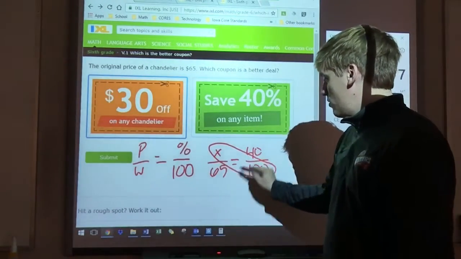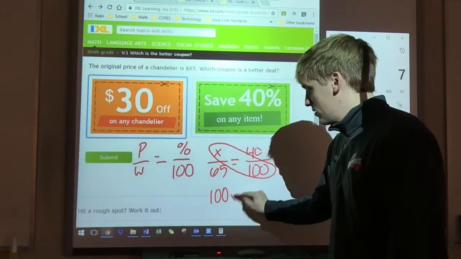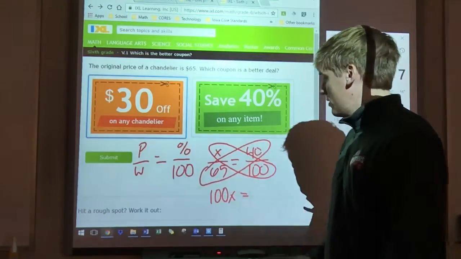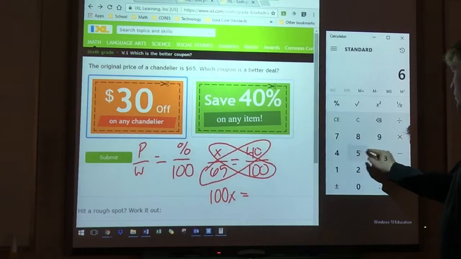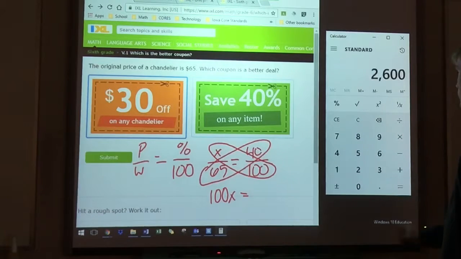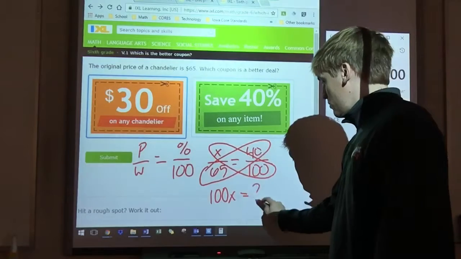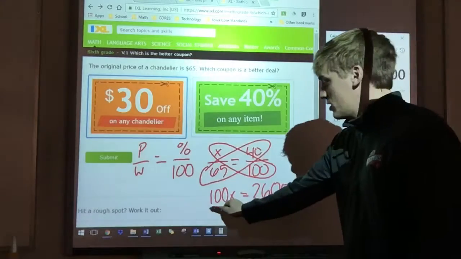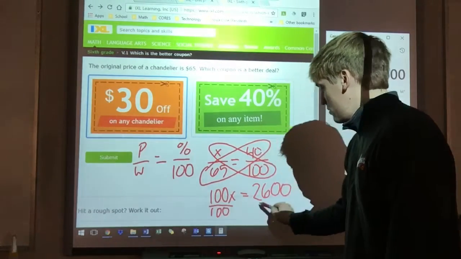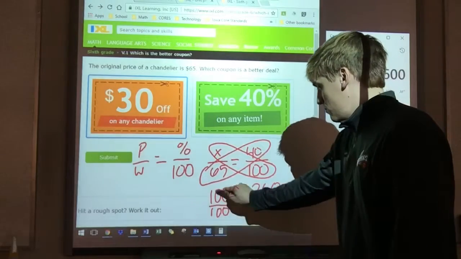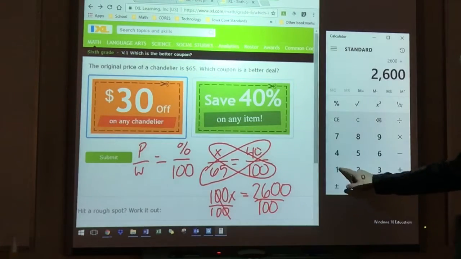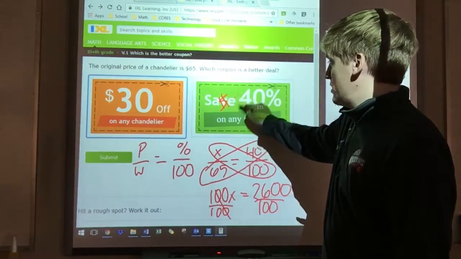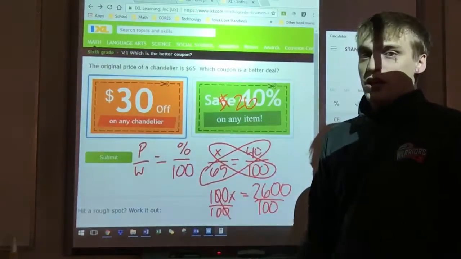Cross multiply and divide. 100 times x is 100x. And 65 times 40 is, I don't know what that is, I'm going to do that on the calculator. That's 2,600. And 2,600 divided by 100. If you don't know what that is, divide it by 100, and you'll get $26. So this is $26 off, and that's $30 off.